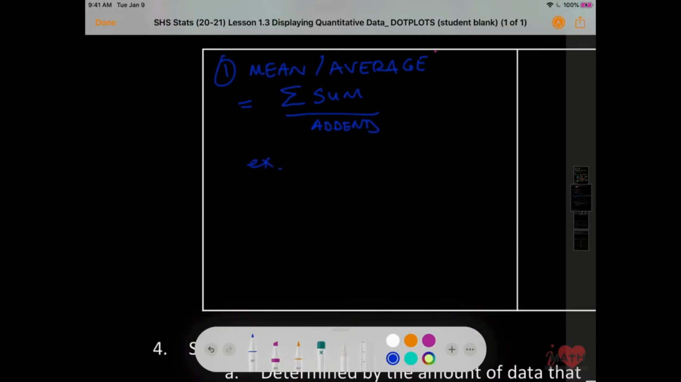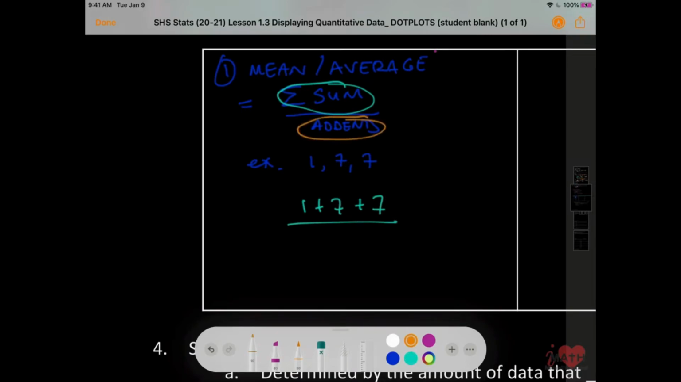I'm going to have 3 numbers. How many Snickers bars did you have in the past 3 days? Maybe you had 1, and then you're really hungry, you ate 7 of those the other day, and 7. Okay, so the sum would just be adding those up together. And then the add-ins is just how many numbers do you have? 1, 2, 3 numbers.